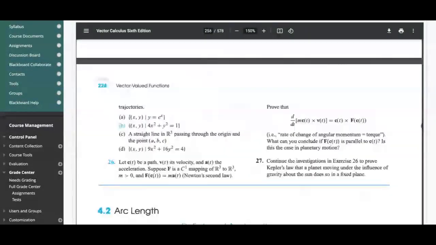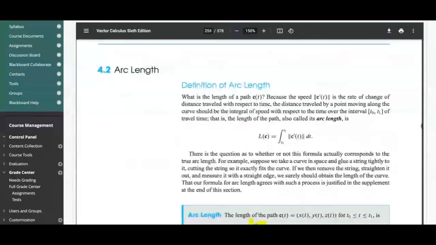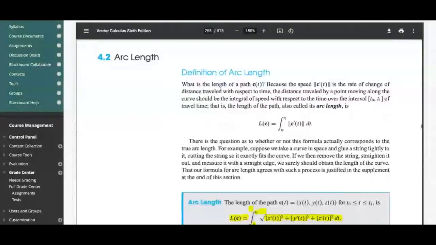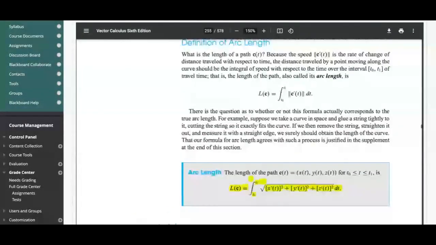So that's 4.1. 4.2 arc length. And Israel already showed us how to calculate the arc length. It's this, remember, from single variable calculus, right? On the interval from t0 to t1, c prime of t, so the speed of c, the magnitude of the velocity vector, is the integrand. Then evaluate from the lower bound to the upper bound.